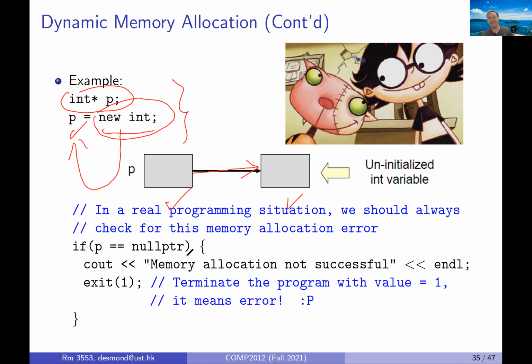Okay. Very good question, everyone. Let me answer this question in a minute. So we do this. If P is null pointer, that means no more memory. And then we let the user know memory allocation not successful. Exit 1. That means stop the program. 1 here means error.